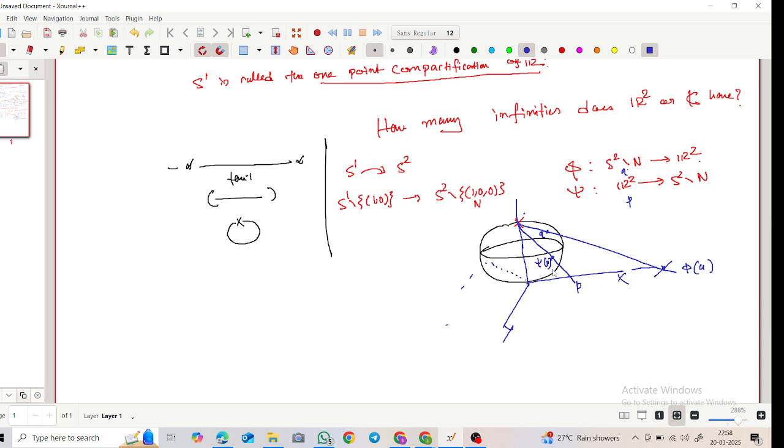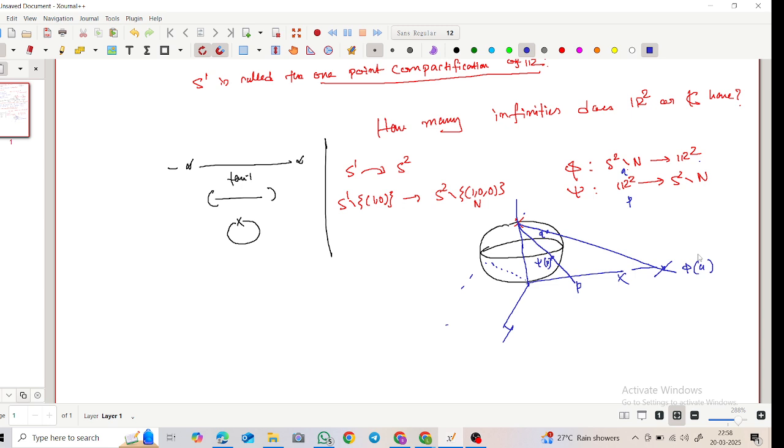I mean, we will be able to write it down. It's not rocket science, okay? You can just take an arbitrary point here, like x comma y comma 0. You go and check the stereographic projection, and you will get the map there. But I am telling you, is the idea clear?